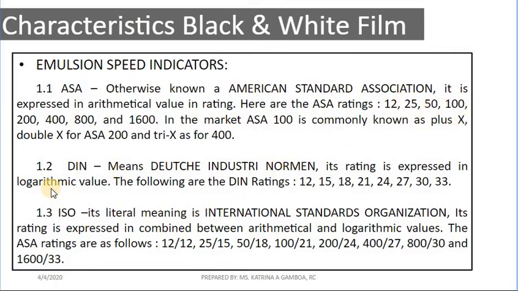Dito naman sa logarithmic value, meron lang siyang constant number na ina-add. Just for example, 12, 15, 18, 21, 24, 27, 30, and 33. Ano yung constant number na ina-add sa kanya? 3. Okay, 3. So, ganun ang sukatan or bilangan naman ng DIN na yan. Itong Dutch Industry Norman. Magkabaliktad sila, ha?